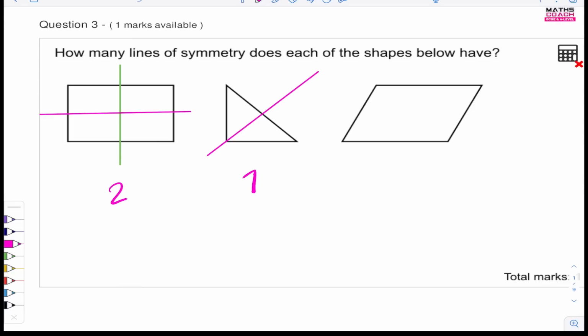Now a parallelogram, you can't do this because look, if you do that, then this side isn't the same as that side. They are not symmetrical, all right? So you can't do it there. And you can't do it there either because this side is not symmetrical to that side. Okay, so you have 0.